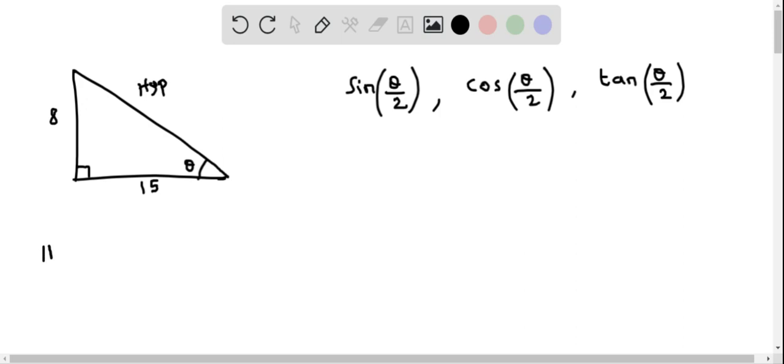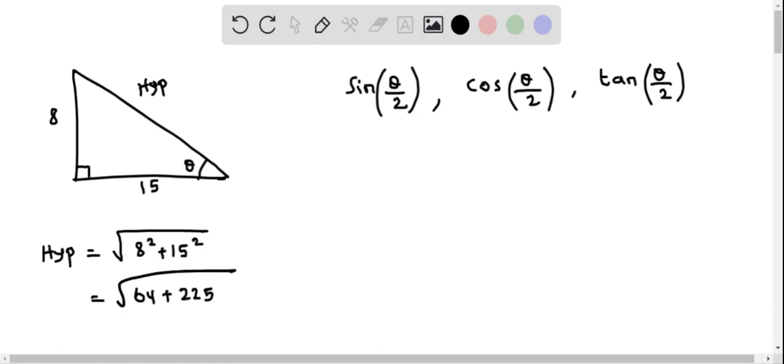According to the Pythagorean theorem, the hypotenuse is equal to the square root of the sum of the squares of the two sides, that is 8 squared plus 15 squared. So this equals 8 squared is 64 and 15 squared is 225. So we take the square root. 64 plus 225 is the square root of 289. So we get the square root of 289 is 17. Therefore, we just found that the hypotenuse is equal to 17.